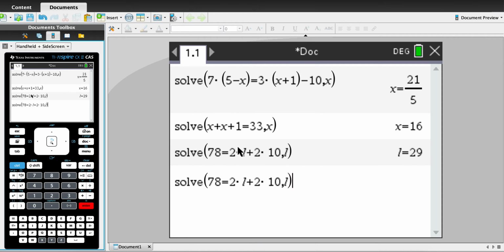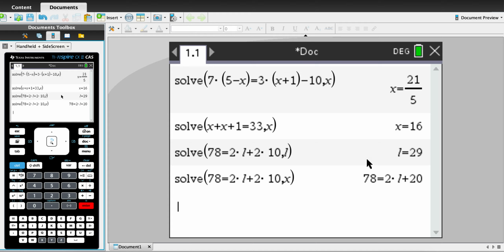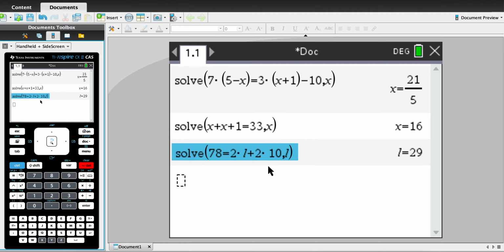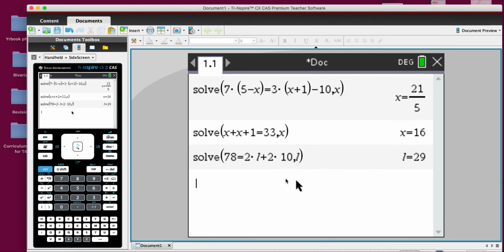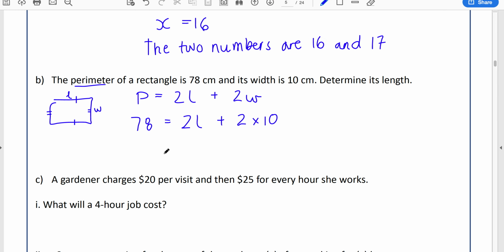If you accidentally do X, this is what happens. It gives you basically another equation. So if this happens, you want to be careful. You want to go, okay, did I put the right letter at the end for what I was solving for? So that's just a little heads up, some troubleshooting for you. So L was 29. Again, if you want to, you could check that that works by doing 29 plus 29 plus 10 plus 10 and checking that that gives you 78, which it will.